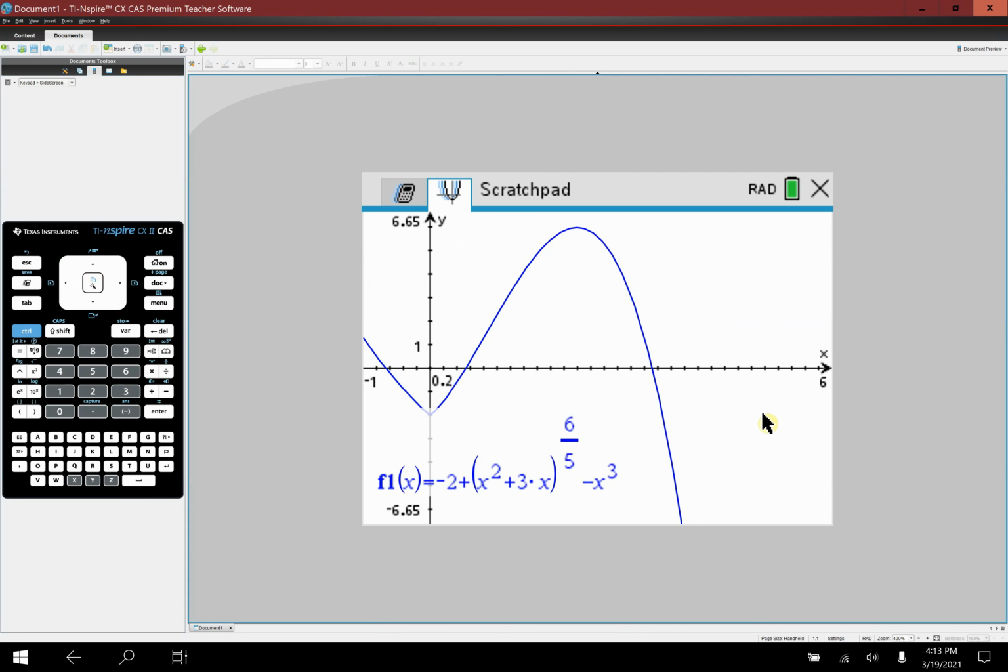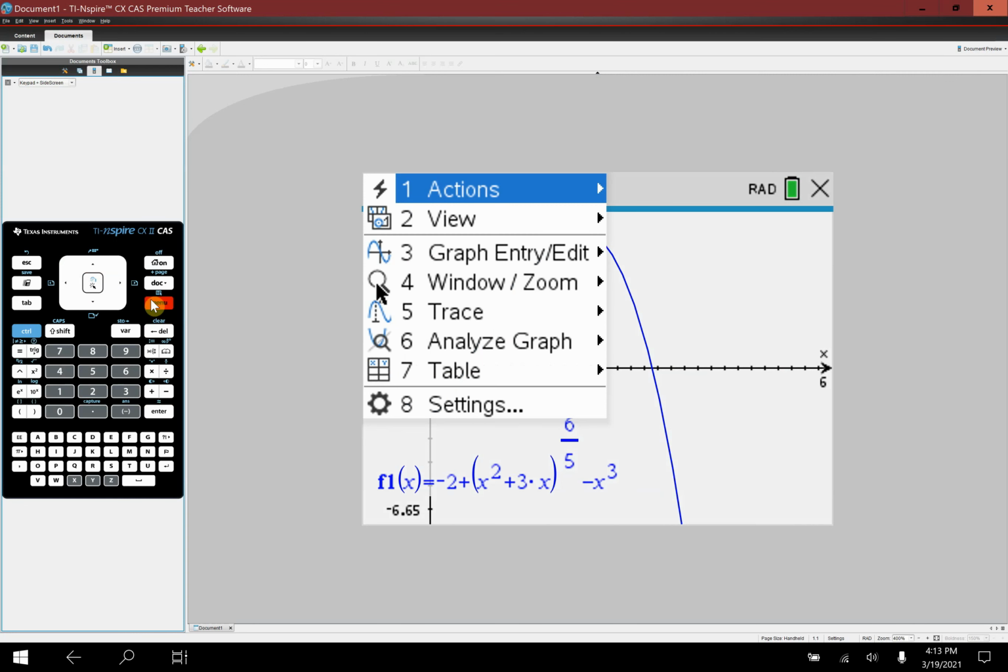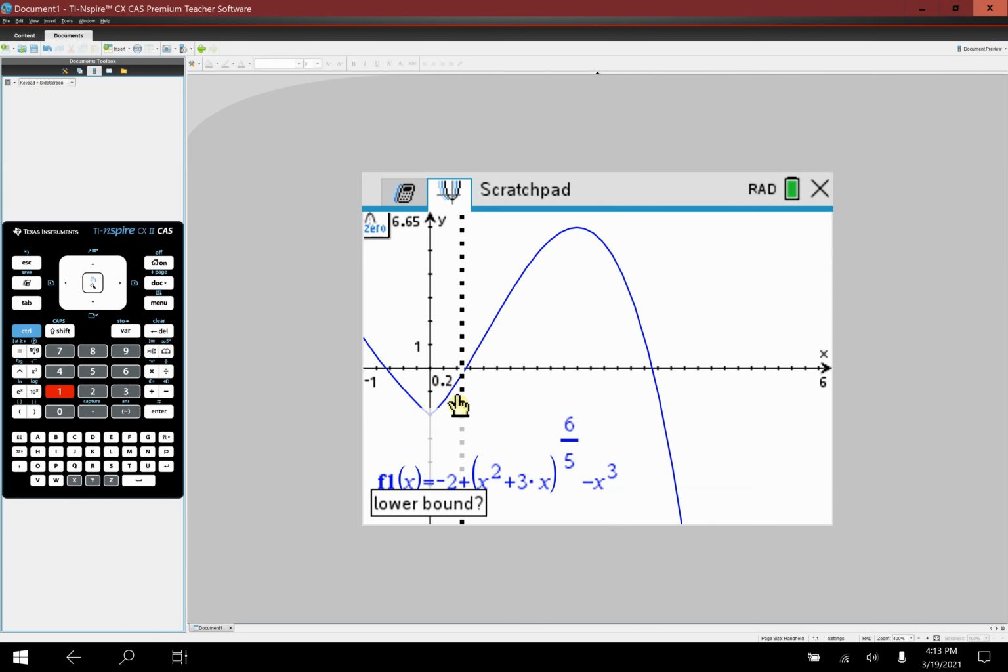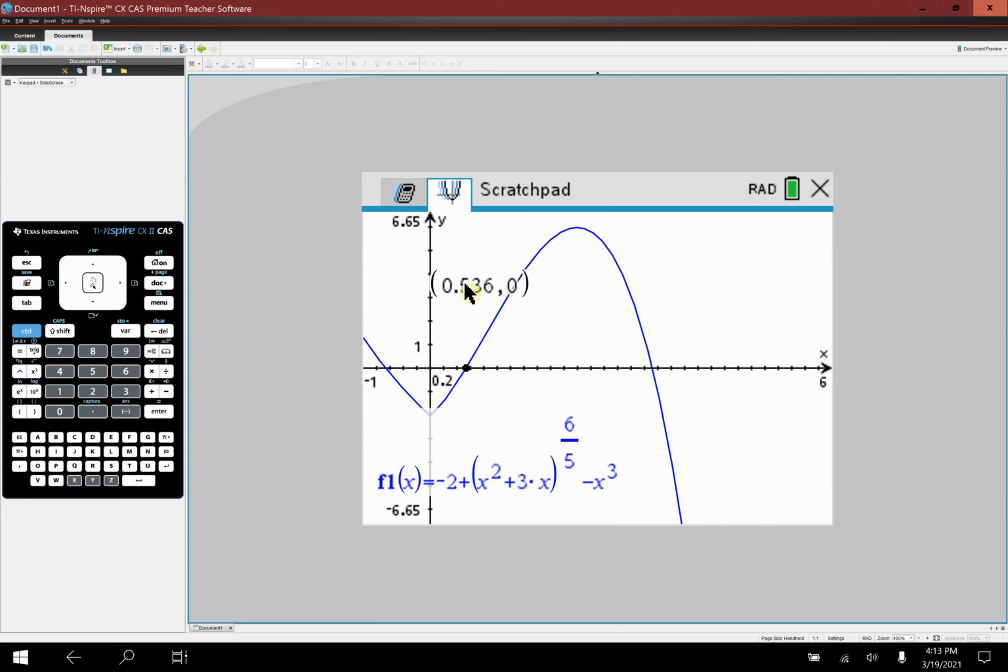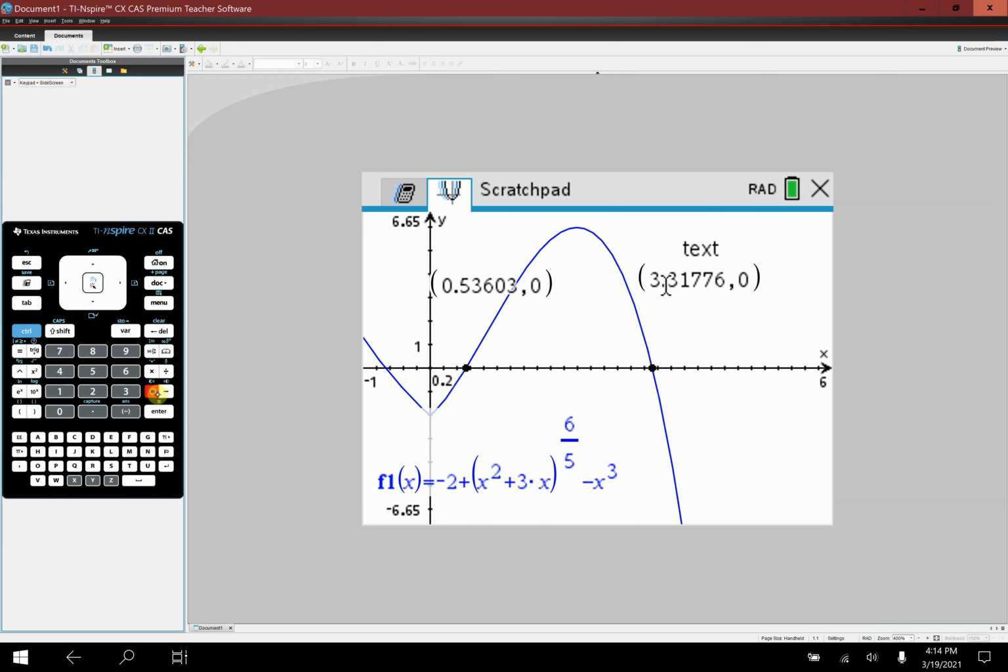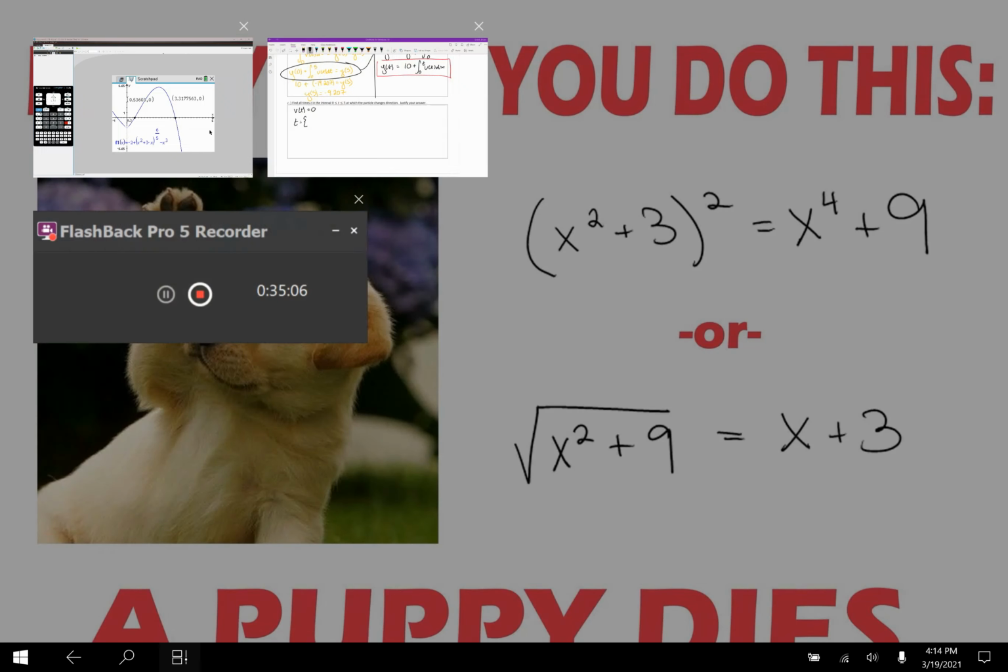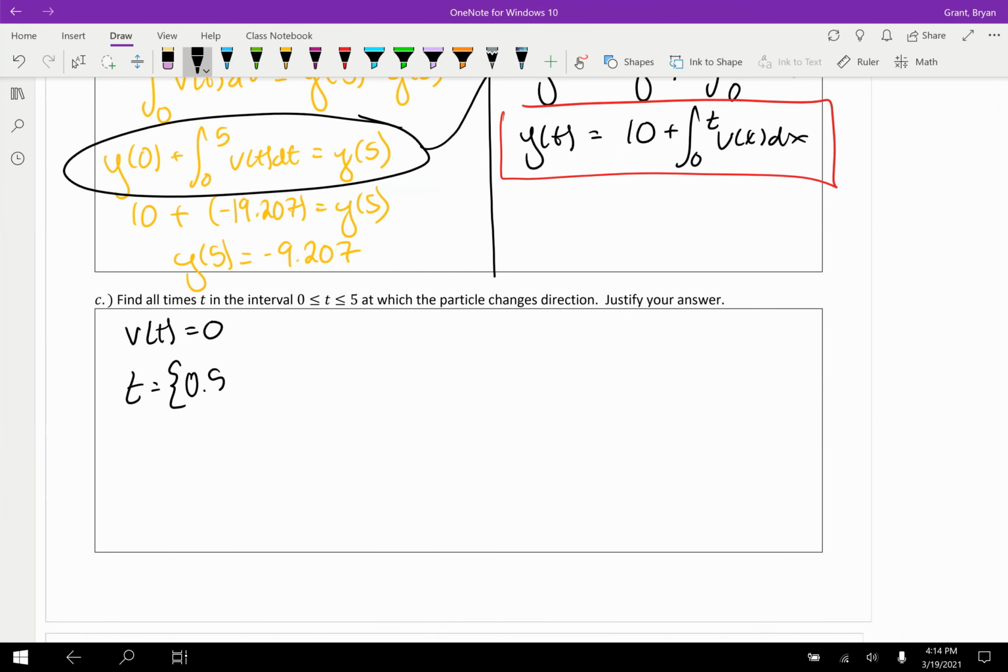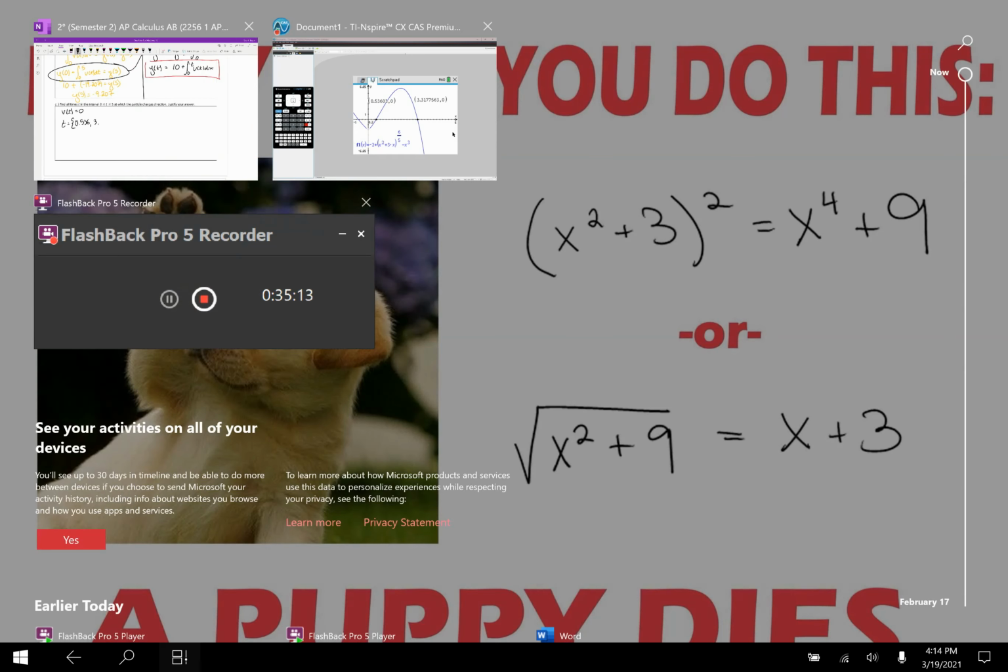All right. Then we need to find the zeros. From 0 to 5, I only see 2 zeros here. Shouldn't be too terrible to find. Analyze graph, let's find that zero. Never trust that, we need more decimals just in case. There we go. And then we'll find one more. Menu, analyze graph, zero. There's the other. Of course, looking for more decimals: 0.536, and 3.317.